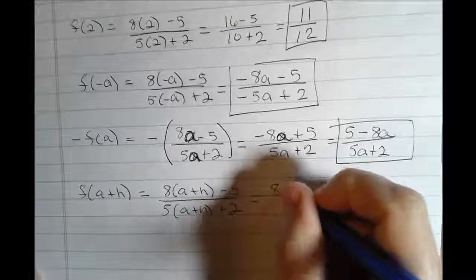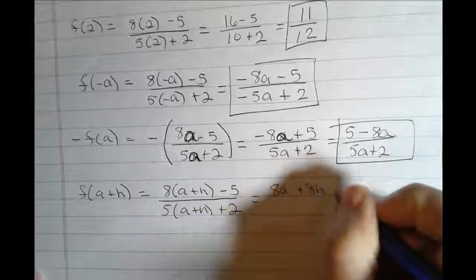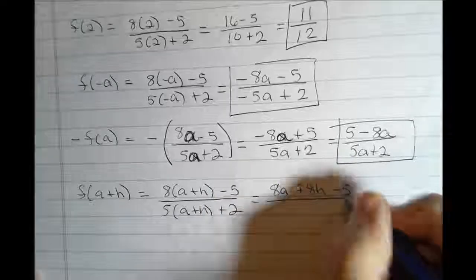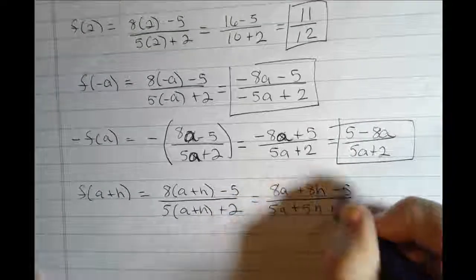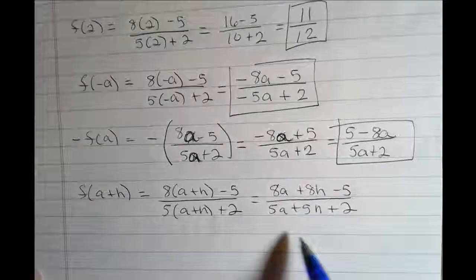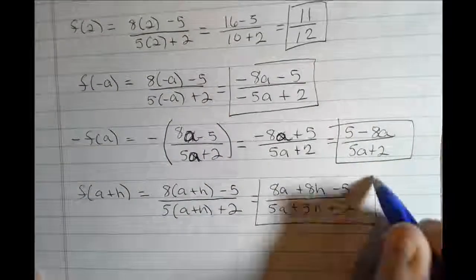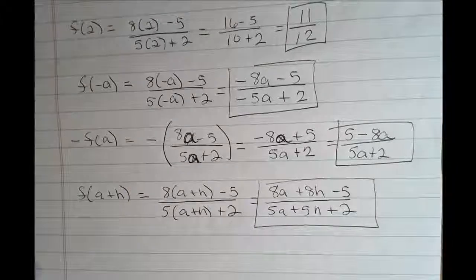Simplify: 8a plus 8h minus 5 over 5a plus 5h plus 2. And I would simplify if I could, but there's no like terms, so that would be our answer for that particular question.